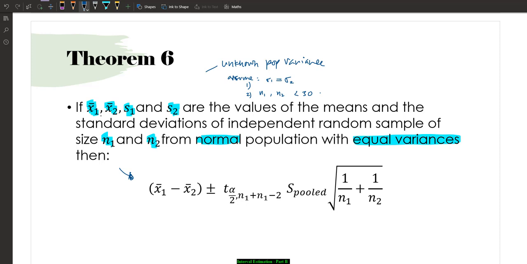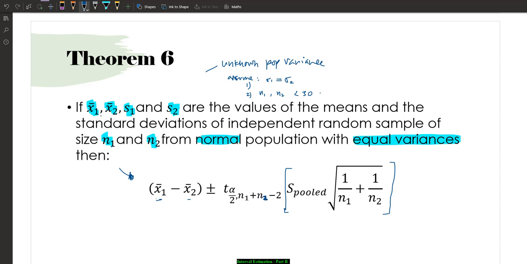So the interval estimation for theorem number 6 is x bar 1 minus x bar 2 plus minus, right? We are using the t distribution with alpha divided by 2, n1 plus n2 minus 2 degrees of freedom, and then we need to multiply with the pooled standard deviation, multiplied with the square root of 1 over n1 plus 1 over n2. If you relate this equation, it just looks like the Z distribution, theorem number 4, right?